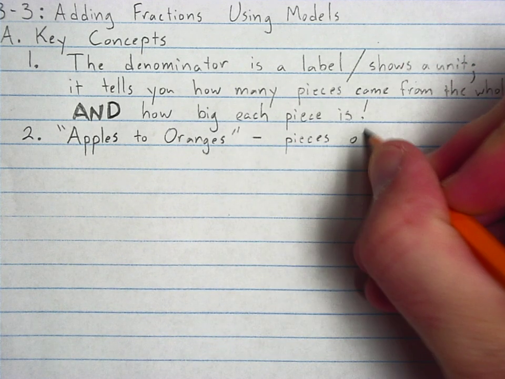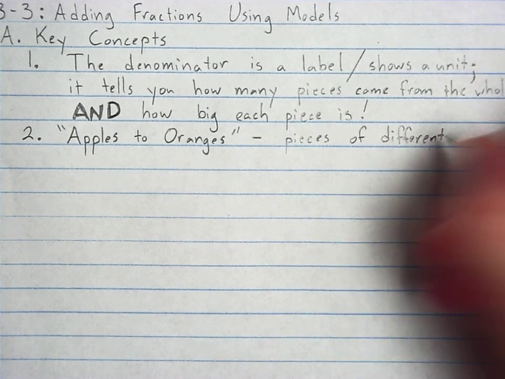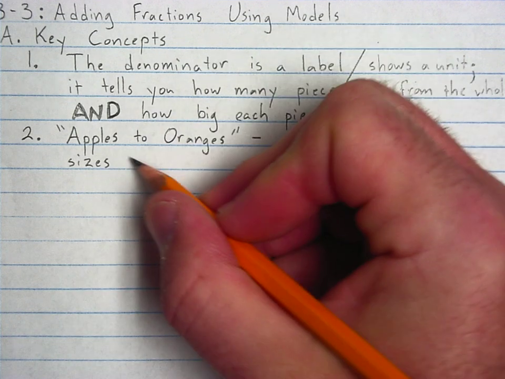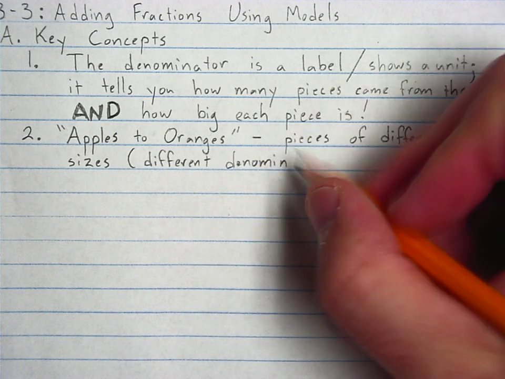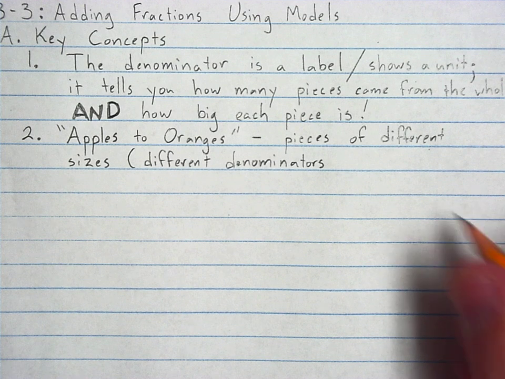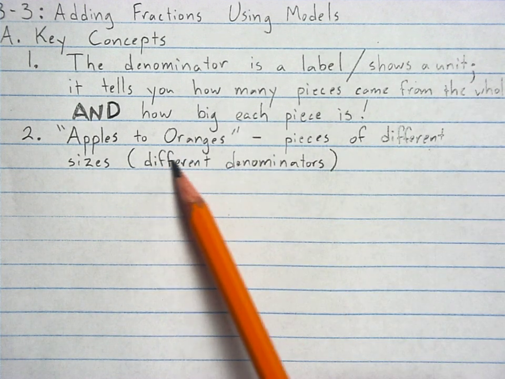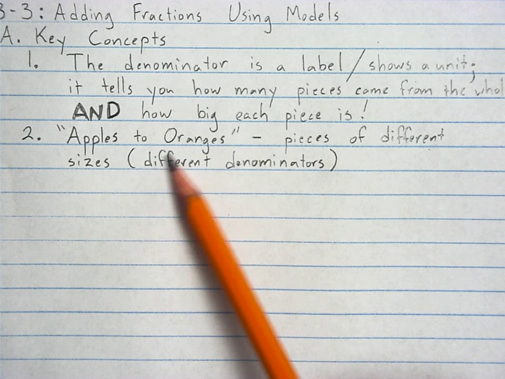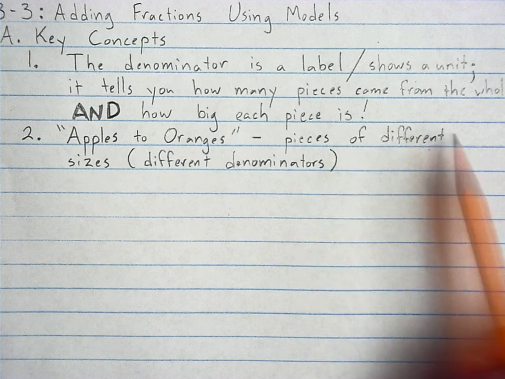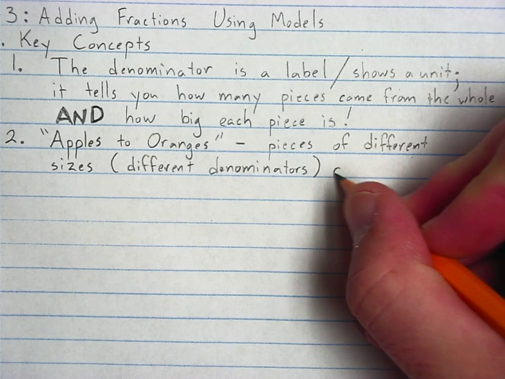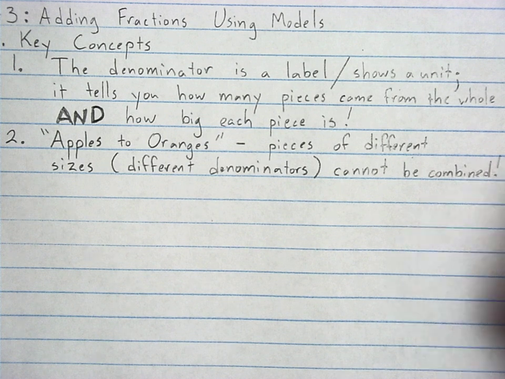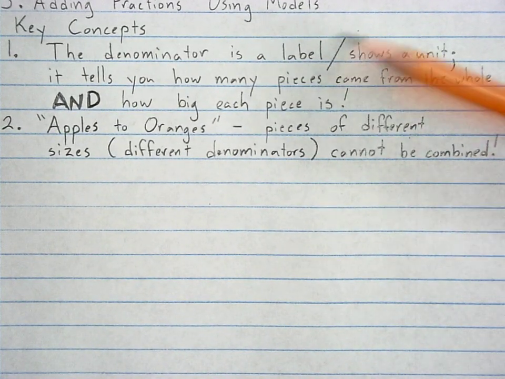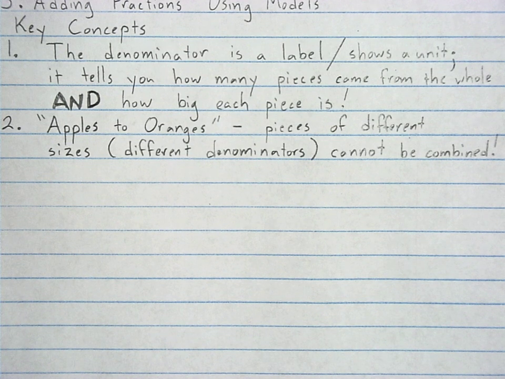Well, pieces of different sizes, so essentially different denominators. Okay. If you have different denominators, okay, and eventually we're going to use the word unlike denominators, but I'll stick with different for now. Different, unlike denominators. Pieces of different sizes, different denominators, cannot be combined. Okay. Going back to the example from earlier, if I have 1/4 and I want to add that to 1/3, I cannot combine them the way they are right there. They're different sizes. They won't lock together correctly.